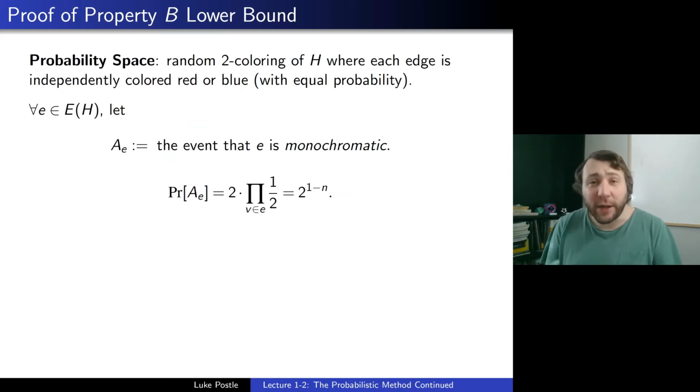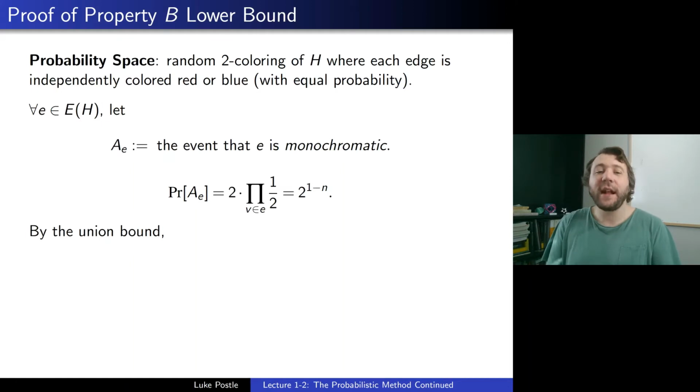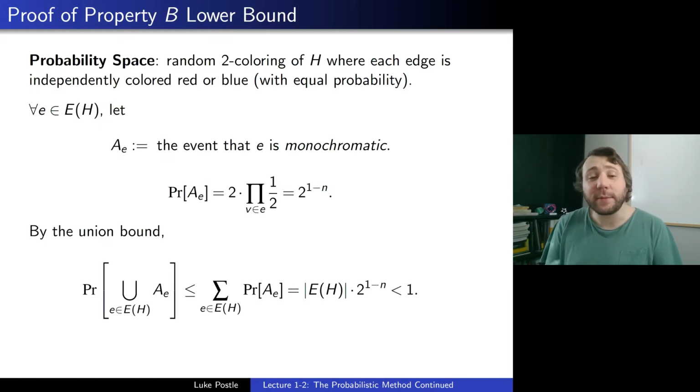So we need to calculate the probability of A_e. What is that? Well, there are 2 colors, so you could choose one of the 2 colors, and then you would need that every vertex in the edge is actually colored that color. So the product over the vertices in the edge of a half, which would be 1 over 2^n, where n is the uniformity, times 2 gets you 2^(1-n). So that's the probability that an edge is monochromatic. And then by the union bound, we know that the probability of the union of these events is at most their sum, which is the same for every edge.